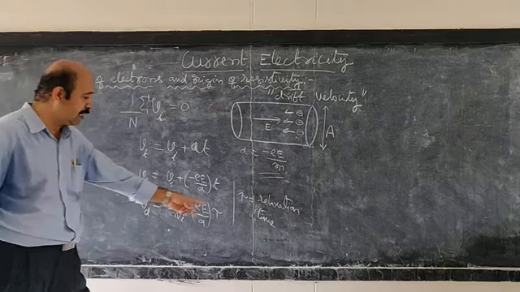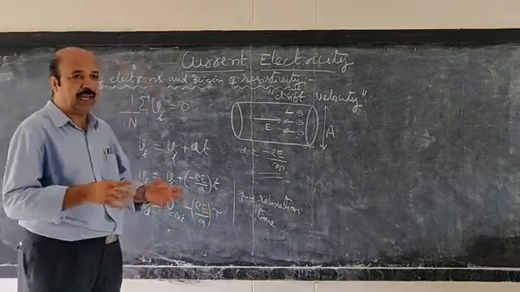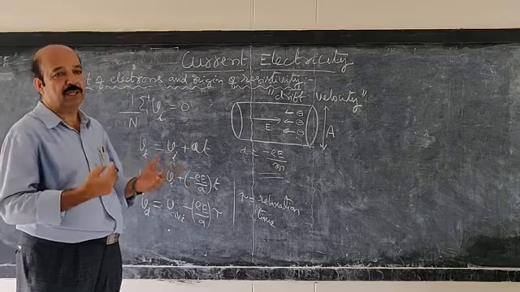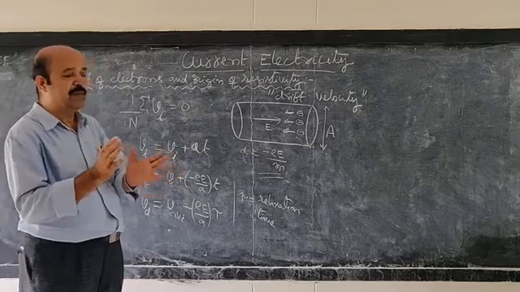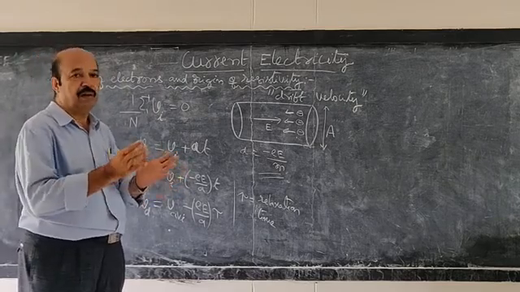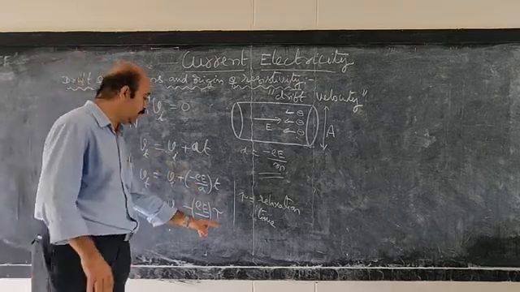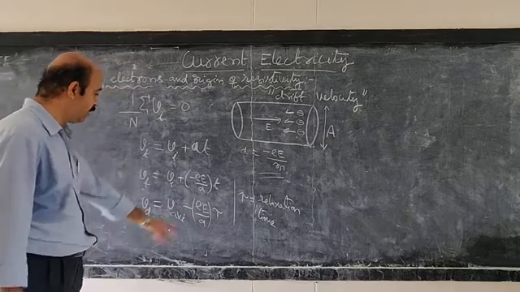We take an average value because all electrons will not take the same time between successive collisions. The time interval between two collisions of all the electrons need not be the same. Hence we take the average of that. Let us call that the relaxation time tau.